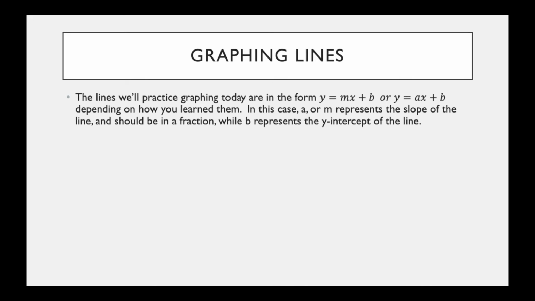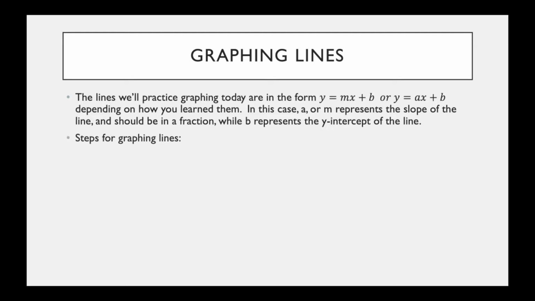So the lines we're going to practice graphing today are in the form y equals mx plus b, or y is equal to ax plus b, depending on how your teacher taught them to you. In this case, either a or m represents the slope of the line and should be in a fraction. So if it's a whole number, you want to make sure you're changing it to a fraction. Whereas b represents the y-intercept. That word intercept means to cross. So the y-intercept is where the line crosses the y-axis.